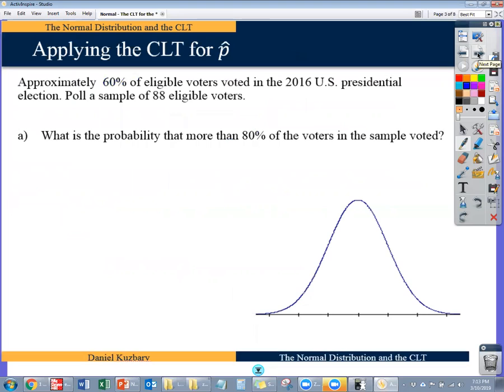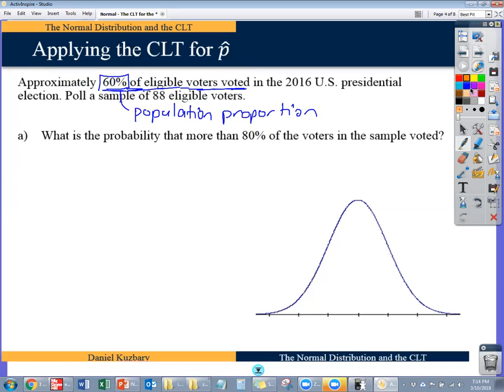Approximately 60% of eligible voters voted in the 2016 United States presidential election. In other words, this is what we're pretty sure of: of all the eligible voters, approximately 60% voted. This is our population proportion. See, there's no sample taken yet. This is of the population of eligible voters. This is the proportion that voted. So this is the population proportion.